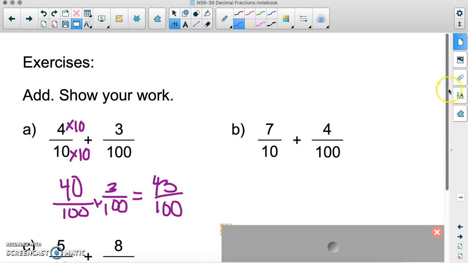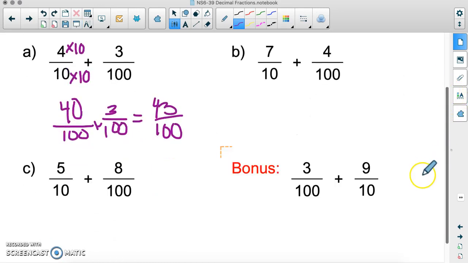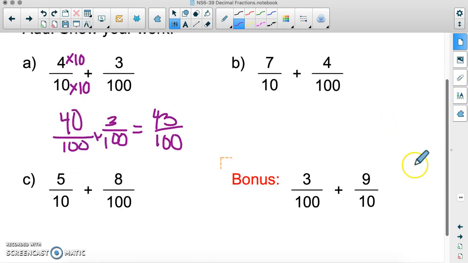I want you to try B and C on your whiteboard, and then give the bonus a try. But take note of the order that your denominators are in, because you need to always start lowest to greatest. When you're done trying B, C, and the bonus, you're going to resume your screencast.